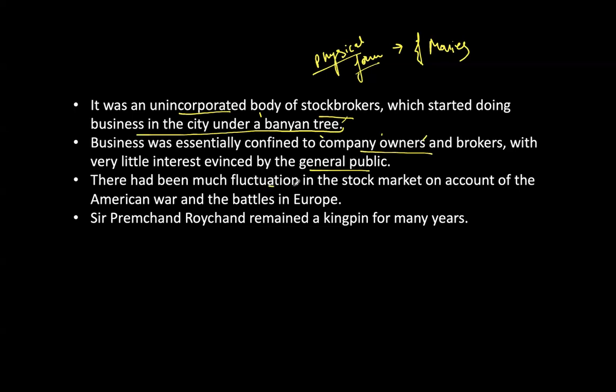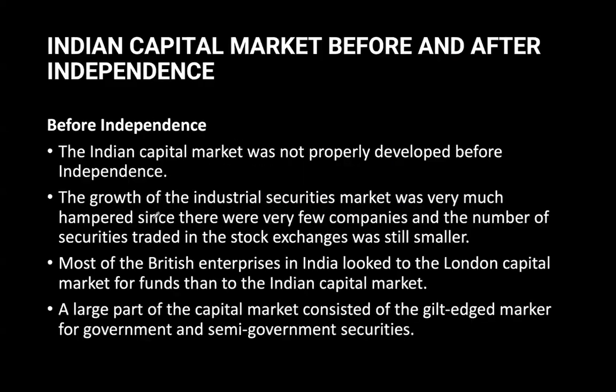So there have been many fluctuations also in the stock market on account of the American war and the battles in Europe. That's why it is highly risky also, that fluctuations can happen within seconds, and you can make huge amounts of profits within seconds. So both the things are true. And Premchand Roychand remained the kingpin for many years. So we can just remember his name, Premchand Roychand.